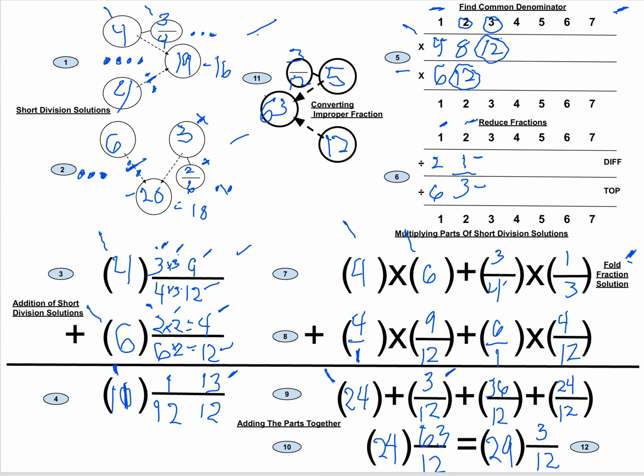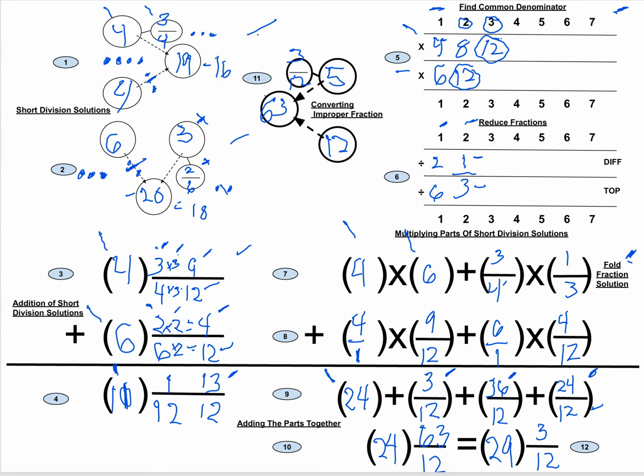Now, we're going to multiply the whole number times the fraction that goes with the other whole number. So we have 4 over 1, so we can multiply 4 times 9, and we'll get 36, and 1 times 12 over 12. Then we can multiply the 6 times the fraction part of the other mixed number, and we get 6 times 4 will give us 24, and 1 times 12 will get us 12. So now we have 3 fractions with a common denominator of 12, and we have to add those together.